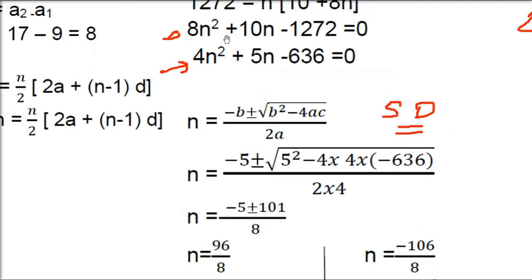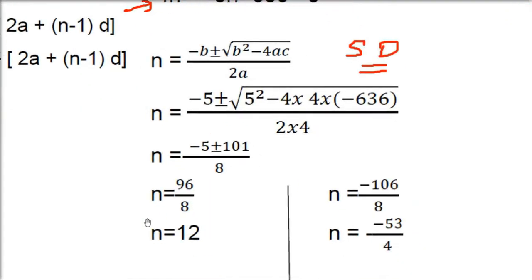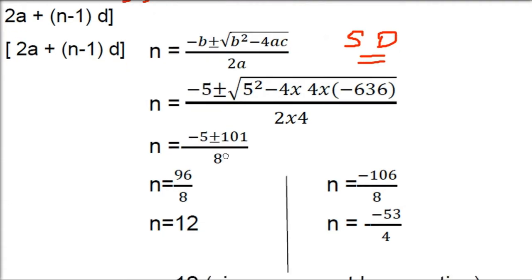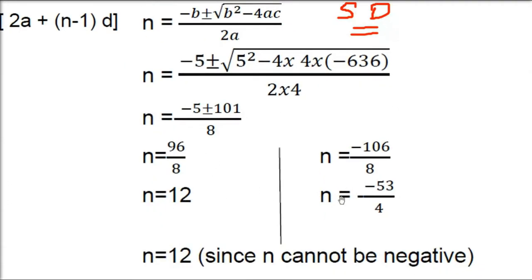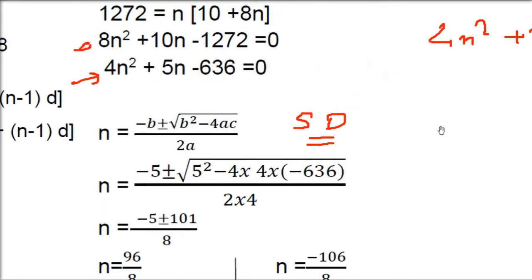Minus b plus minus under root b square minus 4ac, by 2a. This is a, this is b. a is 4, b is 5 and c is minus 636. Now apply it here. One time you use plus, one time you use minus. When you use positive, you'll get 96 by 8. When you take negative, that is plus, you'll get minus 106 by 8. So one time 12, one time minus 53 by 4.